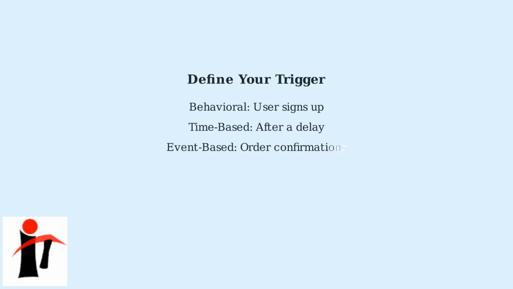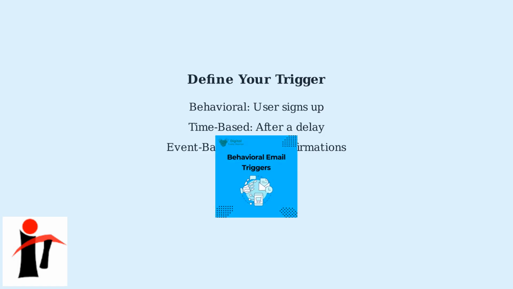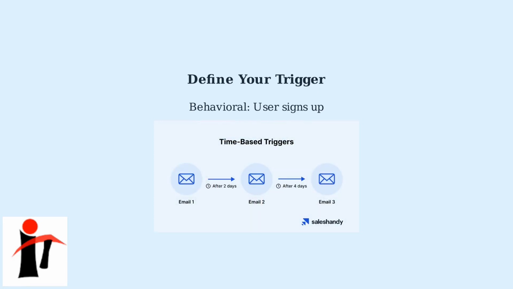Now, define your trigger. Select from behavioral triggers like when a user signs up, time-based triggers like after a delay, or event-based triggers such as order confirmations. This image shows behavioral email triggers with various options, and this illustrates time-based triggers with delayed email sequences.